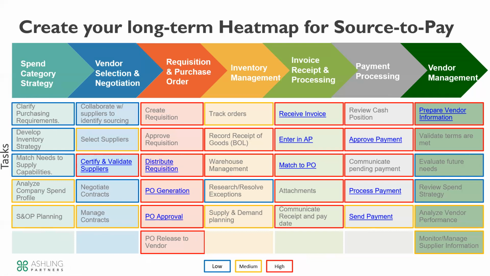But as you start to certify and validate your suppliers, onboard your suppliers, create purchase orders, receive the invoices, do three-way matching or two-way matching, all of these things are very, very high value in automation. So really coming up with your heat map and activities, and then the automations. And then the hyperlinks are just examples of use cases that we've created for some of our clients.